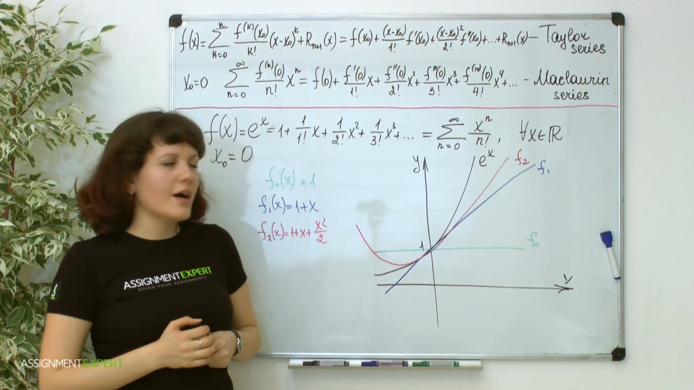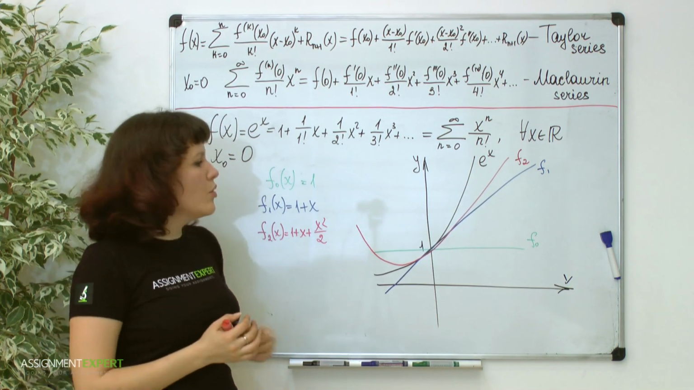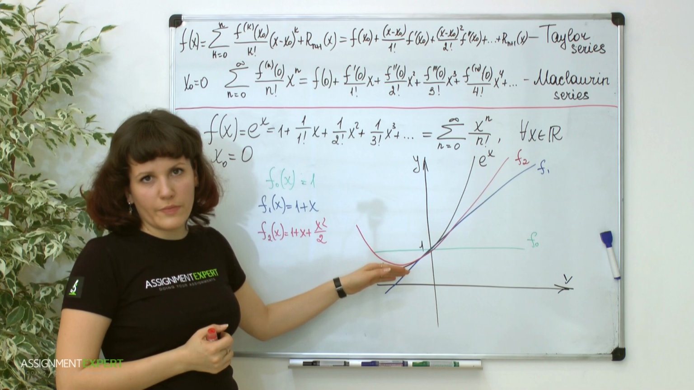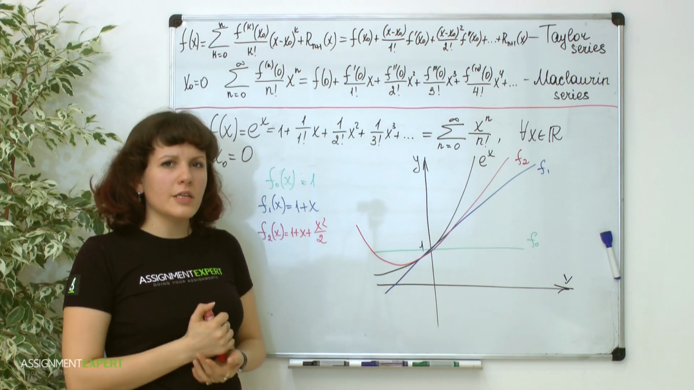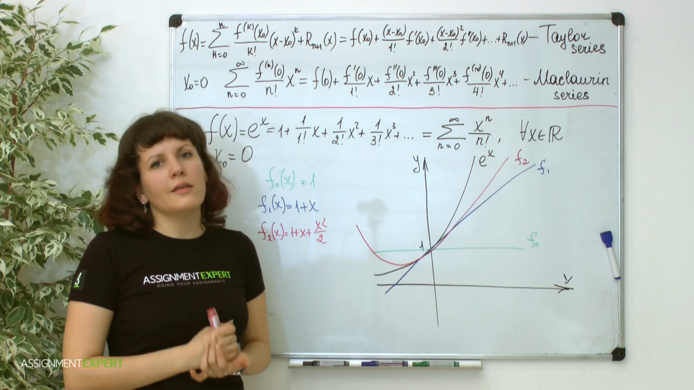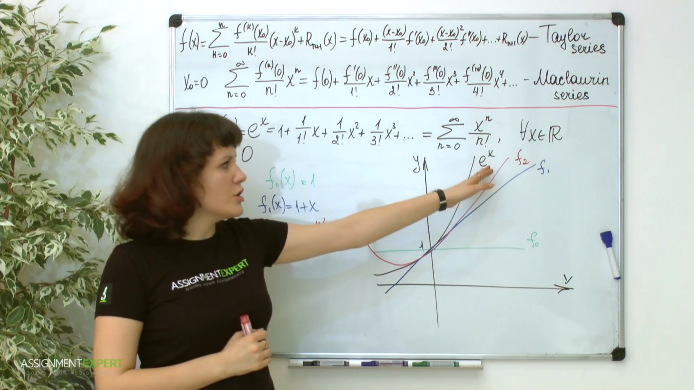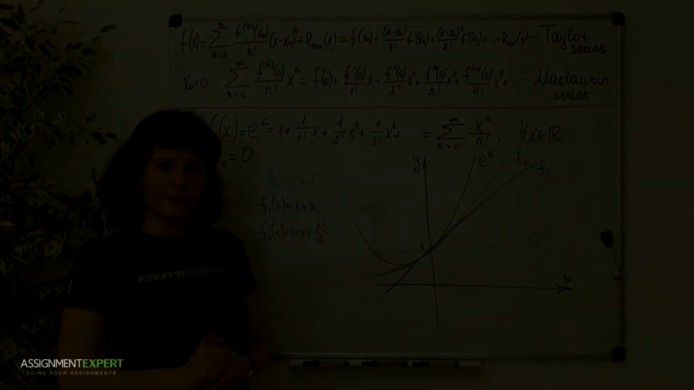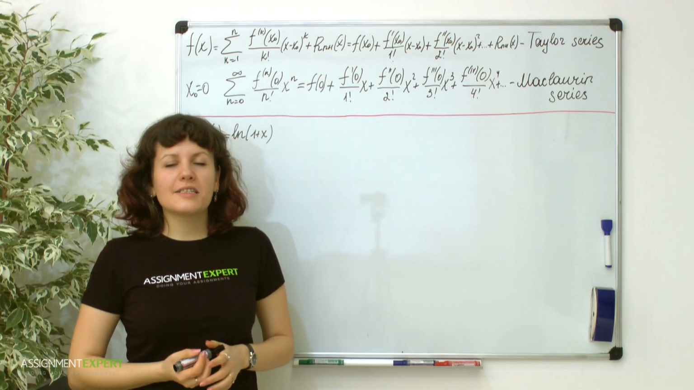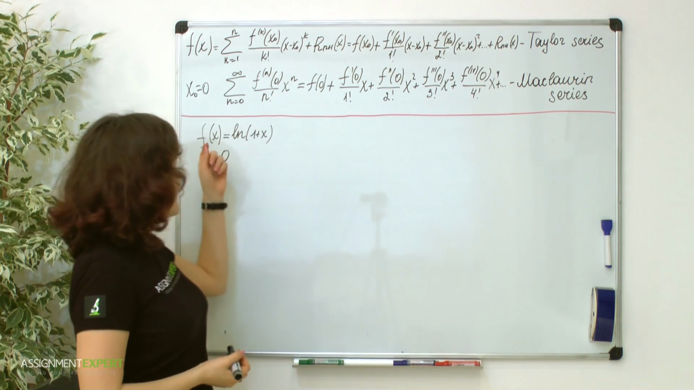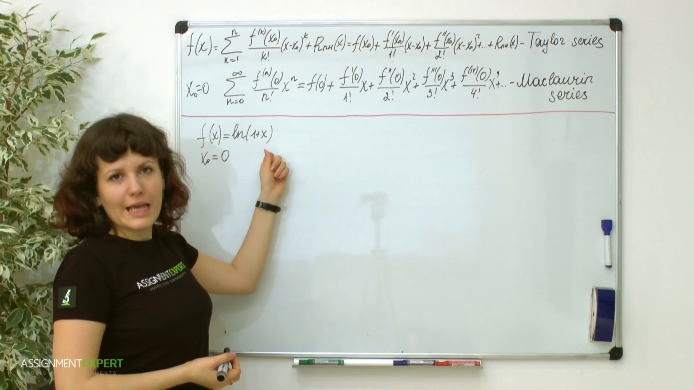As you can see, the higher order approximations go closer to the graph of our function. And if we consider an infinite number of terms, we'll get exactly the graph of our function, exponential of x. Now let's consider the logarithmic function f of x equals ln of 1 plus x.